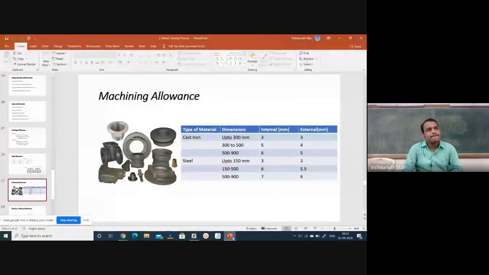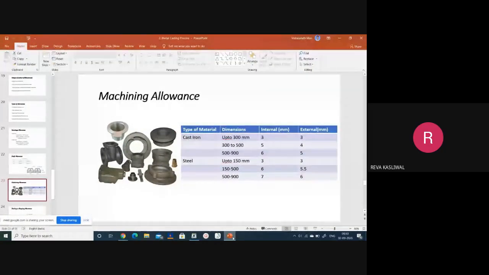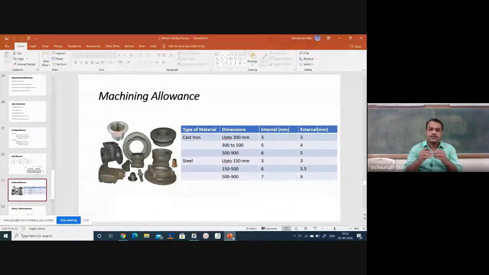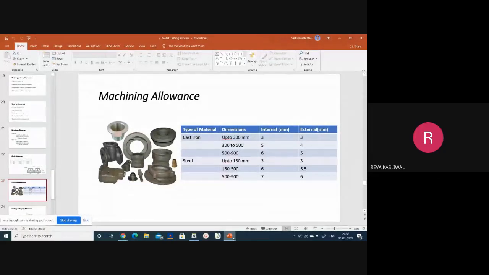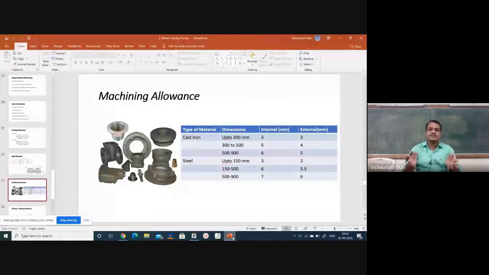Excuse me, sir. Yes. Sir, under which circumstances does the shrinkage allowance take place? Why does the shrinkage of the pattern take place? In every circumstance, depending on the material, the shrinkage allowance will take place. We can't overcome that. Shrinkage will happen in each and every case. Whether you take plastic, cast iron, steel, aluminum, in every metal, in every case, shrinkage will happen. You need to take care of the shrinkage allowance.